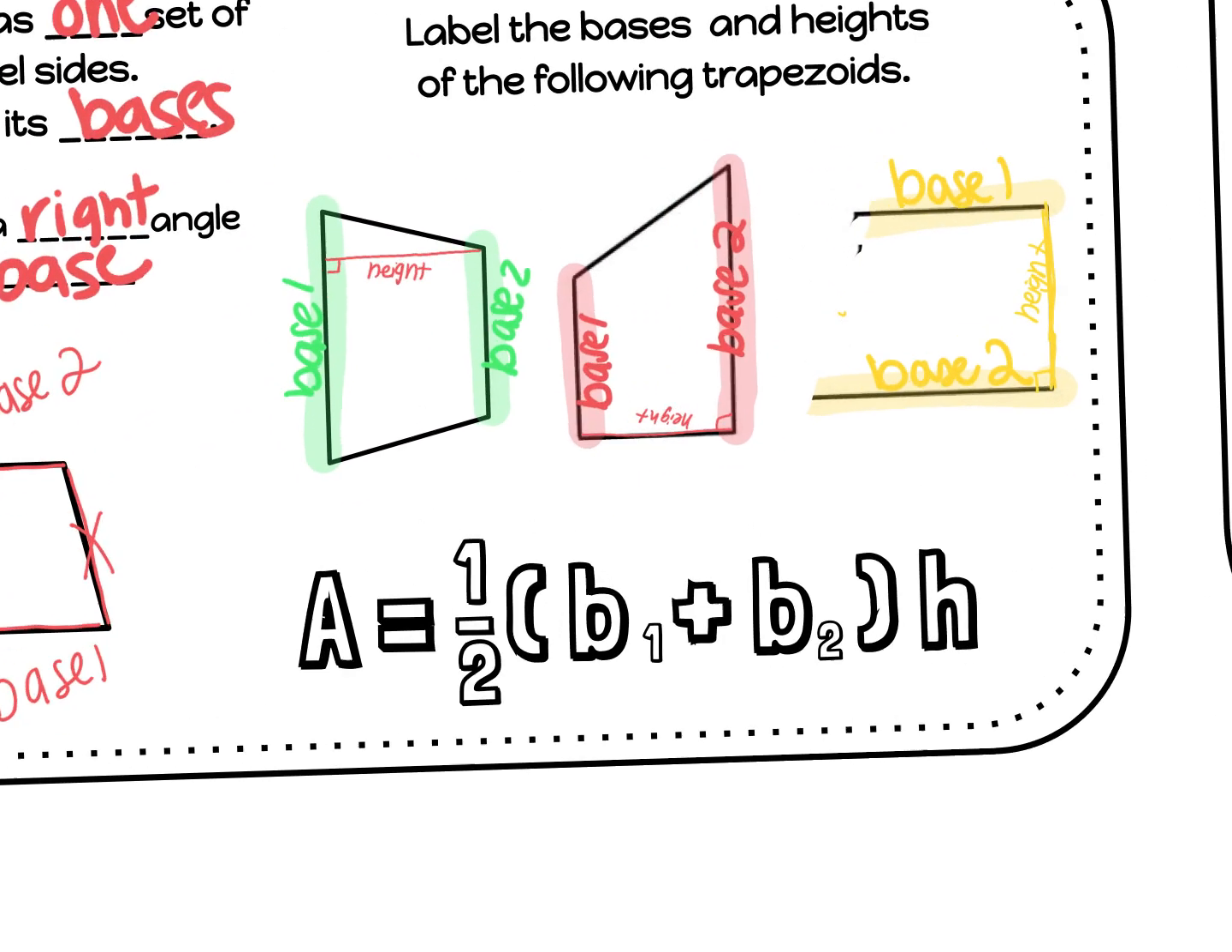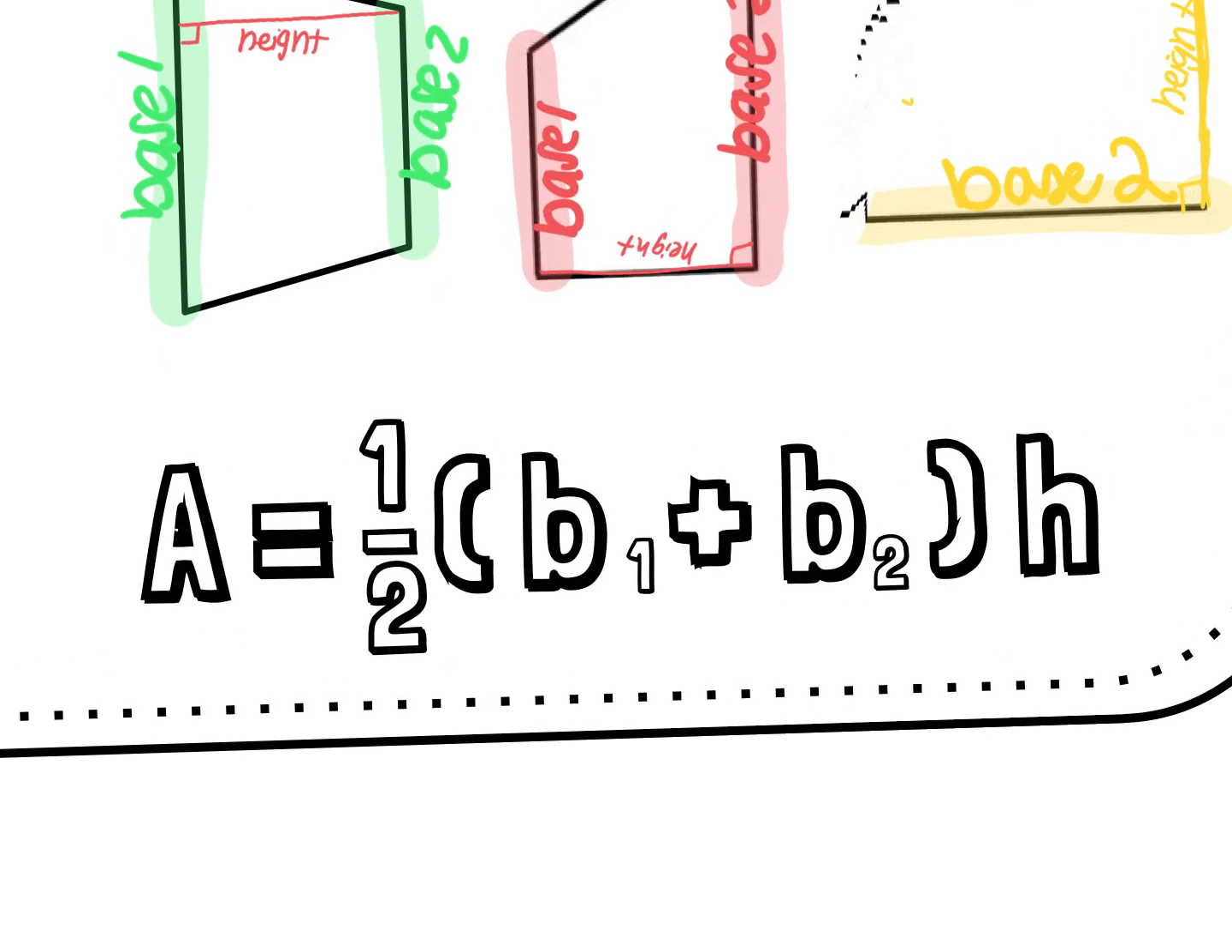Now the formula for a trapezoid is right here. Area equals half, open parentheses, base 1 plus base 2, close parentheses, times height. So a half times, but you have to do this first. You have to add the bases first, and then you just multiply everything else.